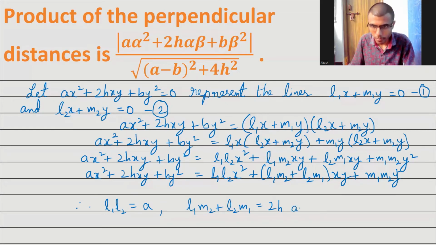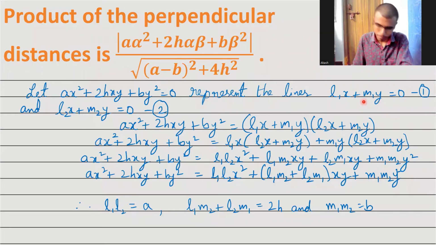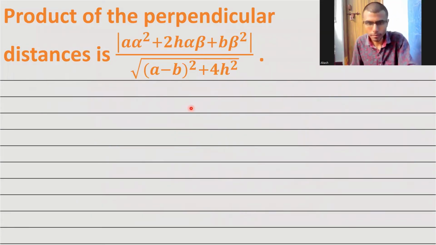And what else is left out? Y square coefficient. The y square coefficient on the left hand side is b, and on the right hand side is M1 M2. Therefore, M1 M2 is equal to b. This is something we would be needing in the later stage, so I have just calculated it right now to make things simpler. Now what were we given? The point is alpha comma beta. Now the perpendicular distance from alpha comma beta to the first line, let it be small p.